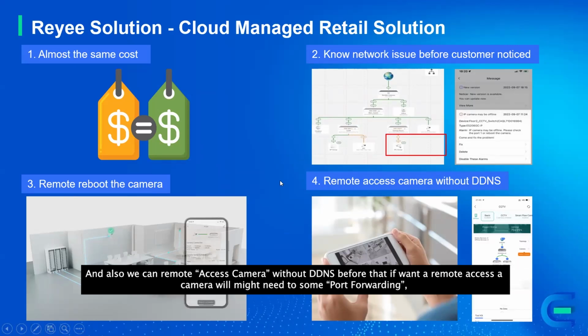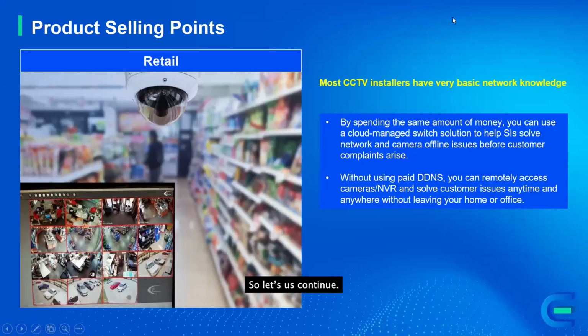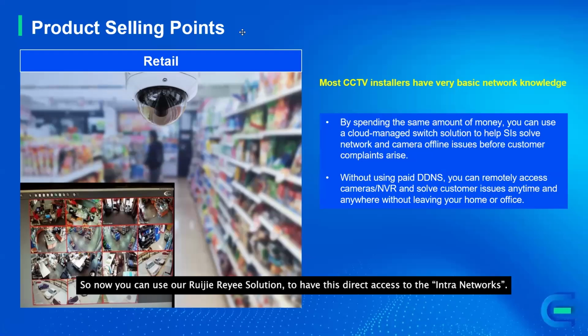Before that, if you wanted to remotely access a camera, you might need to do port forwarding on the routers, and if you don't have a static IP, you might use DNS for this. So the remote access for CCTV previously required port forwarding and DNS to do the recording. Now you can use our Ruijie Reyee solutions to have direct access to the internal networks.